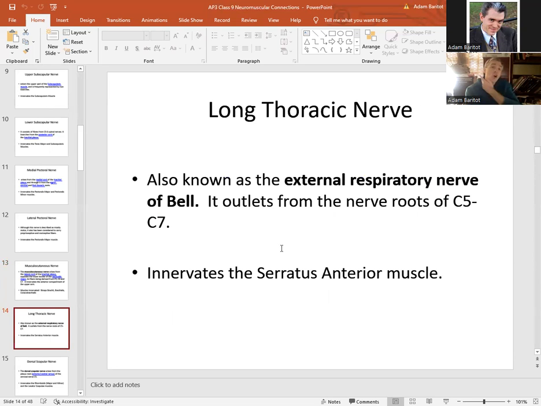We also have the long thoracic nerve. It used to be called the respiratory nerve of Bell. It doesn't do a whole lot of respiration. It will help with rib movement, but when you know what it does, it travels down underneath and is going to specifically innervate the serratus anterior muscle, this muscle on your flank, underneath your arm. It's more for protraction of the shoulder girdle, but it does help a little bit with respiration. But long thoracic nerve, serratus anterior muscle.